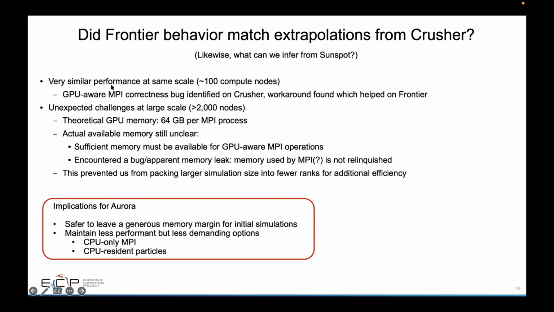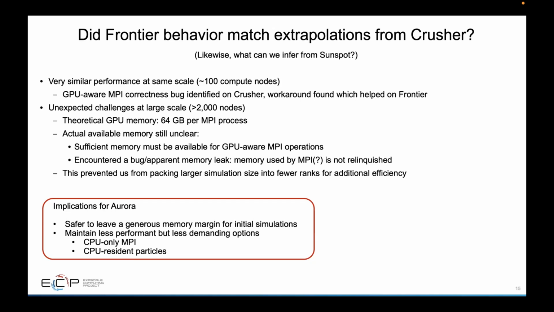But we did encounter unexpected challenges at larger scales, above 2,000 nodes. And the big issue for us is that although theoretically we had around 64 gigabytes per MPI process to work with in GPU memory, we actually in practice had a lot less than that.